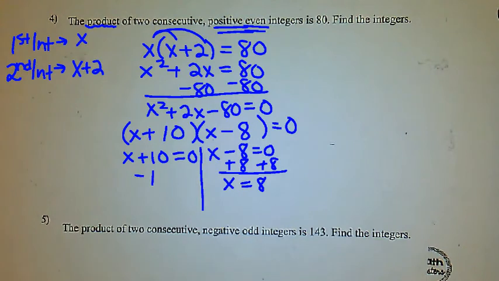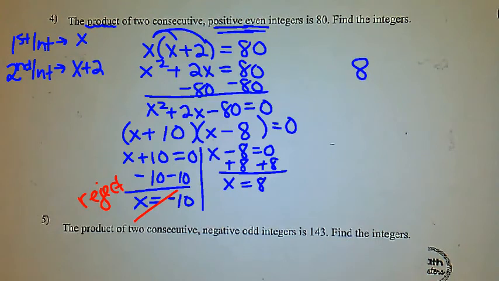Okay, so that one worked. Now notice with this one, we are going to have to reject this because it is negative. And yes, it is important that you do write reject every time. So now just be careful when you do this. My solution is going to be 8 and 10. Okay? 8 and 10.